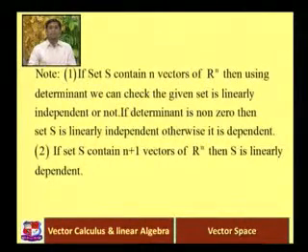And one more statement, that if set S contains n plus 1 vectors of Rn, then S is linearly dependent. Clearly or directly you can say that the given set is linearly dependent if that set contains more vectors than the dimension of the vector space. So if set S contains n plus 1 vectors of Rn, then S is clearly linearly dependent. Okay. So we will use these true statements to solve some examples. So let's see.